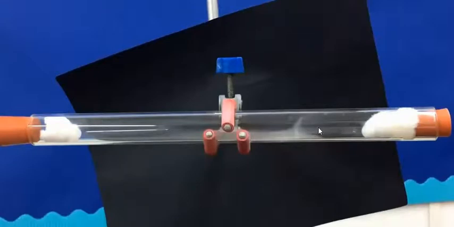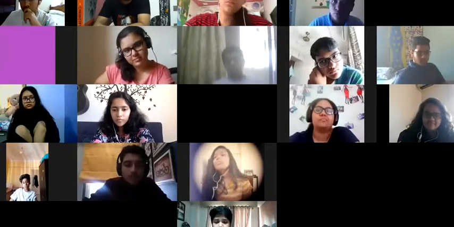The reason for that is the density of HCl and NH3. We have studied that HCl is more dense and NH3 is less dense. So being less dense, NH3 travels faster through the tube and comes closer to HCl, and that is the reason why NH4Cl forms closer to the HCl side. This is a very interesting experiment to understand this.